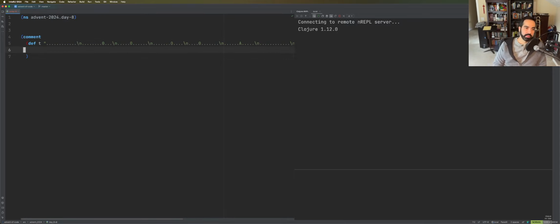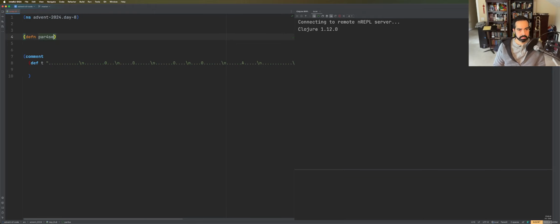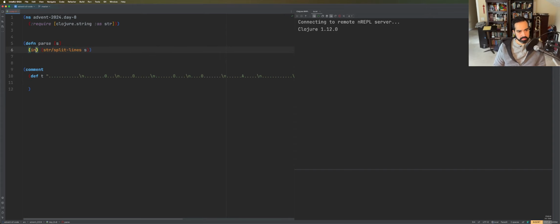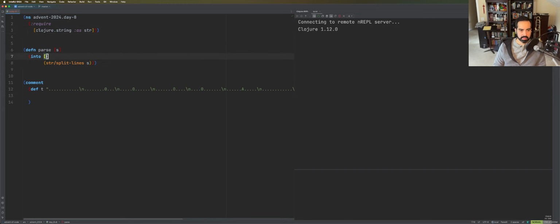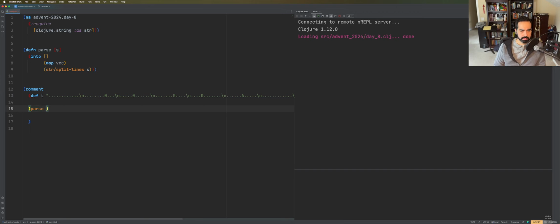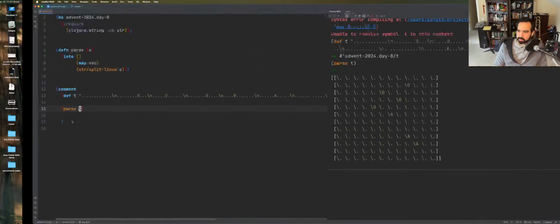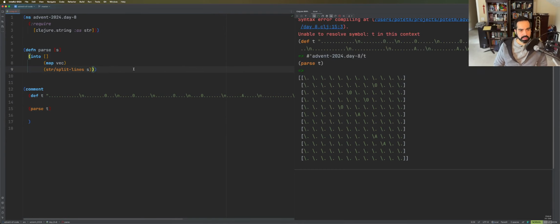And let's just go ahead and parse the board. Str split lines into, we're just going to do the thing where we know X is Y and Y is X. Okay. Yep, this looks approximately correct. All right.